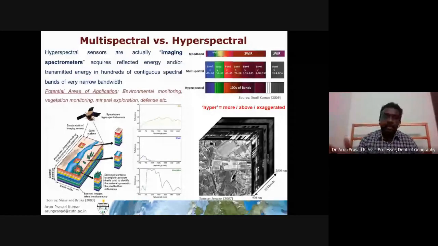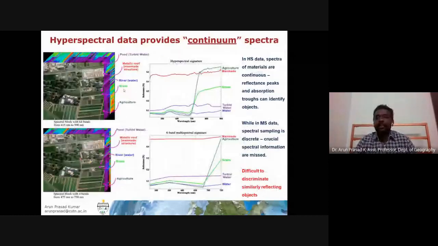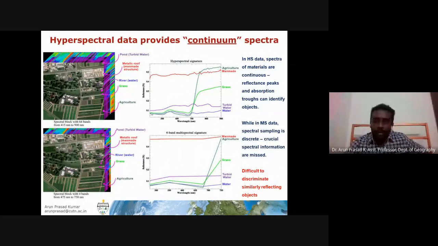And as we discussed, hyperspectral data provides a continuum spectrum, so spectra of materials are continuous. Here we can see in the four band multispectral signature, for turbid water, we have got only one peak over here and everything else is flat. Whereas when we consider turbid water in the hyperspectral signature, we see one peak over here and one peak over here, an absorption, and again a peak. So all these minor details are being recorded. The crucial information is missed in multispectral data, while it is recorded in the hyperspectral signature.